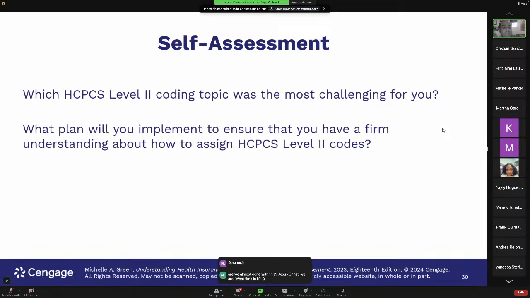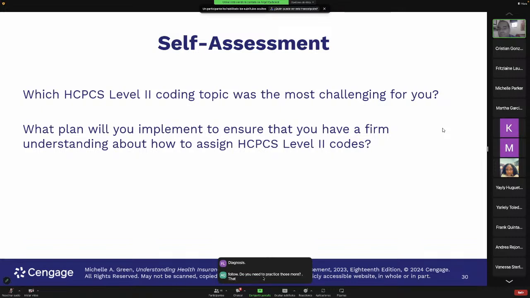Okay. HCPCS level 2 coding topics is the most challenging, yes or no? It's a question for you guys. What plan would you implement to ensure that you have a firm understanding of how to assign level 2 codes? My suggestion is that HCPCS are not hard. They're just because there's so many things in it, and there's not like a super structure that you can follow. You need to practice those more.